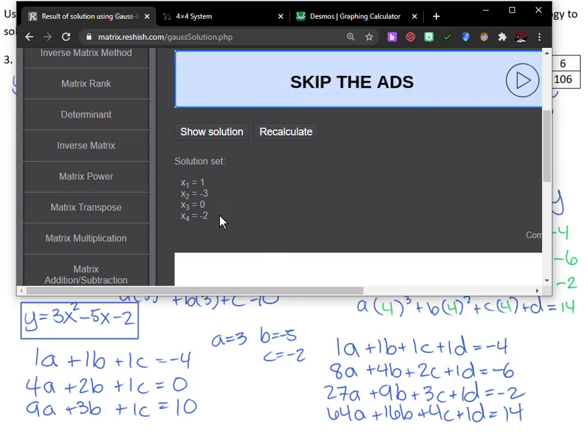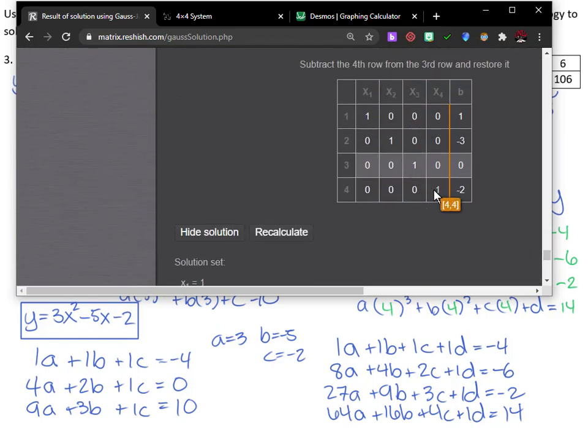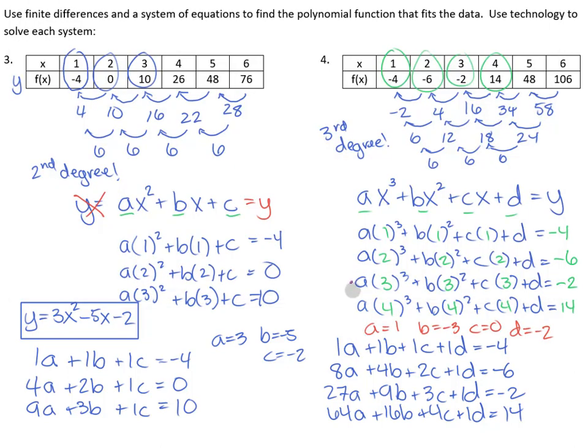All right, it's giving me my A, B, C, and D values. Again, if I click Show Solution, I can see that matrix. We do have all ones in this main diagonal. This time it's a 4 by 4, but all ones and zeros everywhere else. So this is my A, B, C, and D values. Okay, so I've written down my A, B, C, and D values.